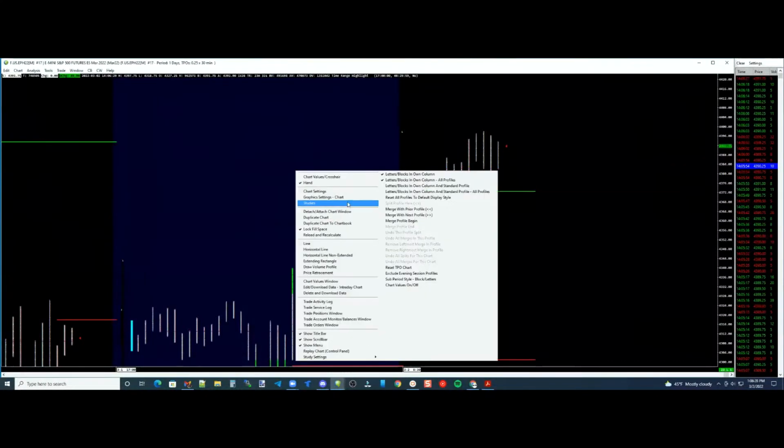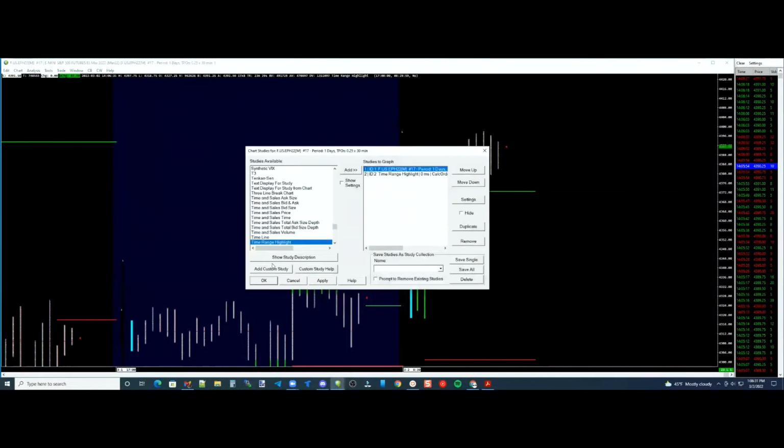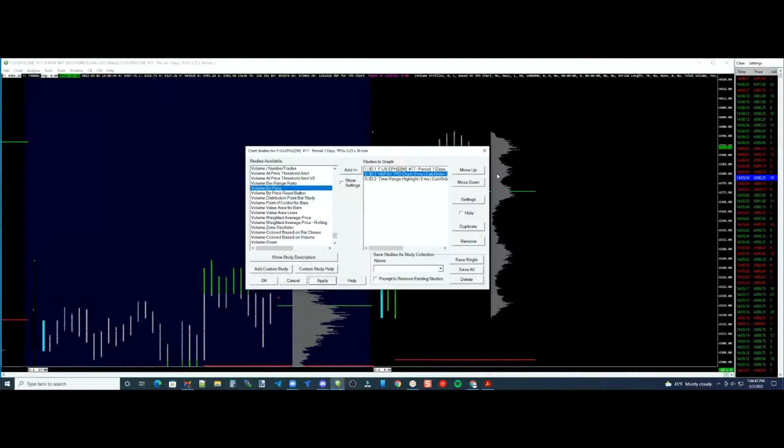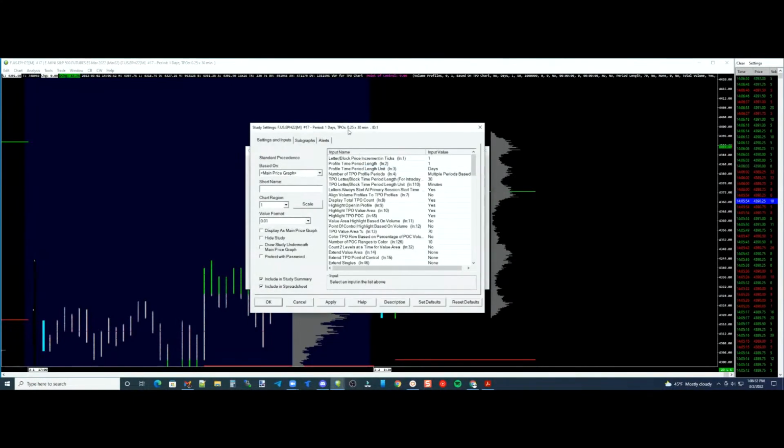So for this particular chart, I want to come in here and add a volume by price. So I'm going to add the volume by price. And when you hit apply, it automatically sets it for the volume profile for the TPO chart. Okay. So I'm going to come back into the TPO chart, and I'm going to do a couple things.